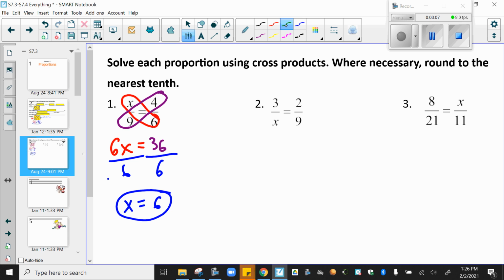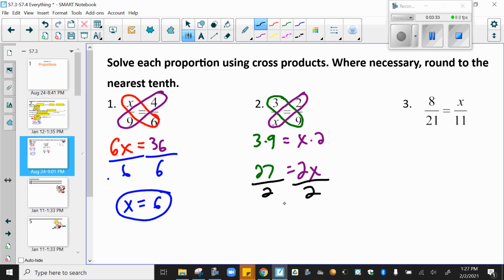Let's do another one. This time let's do green. So we're going to have 3 times 9. So 3 times 9 gets us 27. And then our other one is going to be x times 2, so it's going to give us 2x. And then just like before, we can divide both sides by 2 to get our answer. X is going to be equal to, let's see, half of 27 would be 13.5. So 3 over 13.5 is the same thing as 2 over 9. It's weird, I know, but that's what it is.